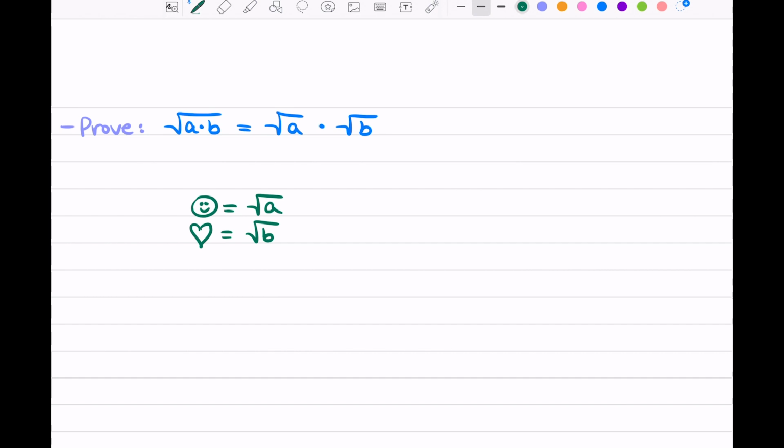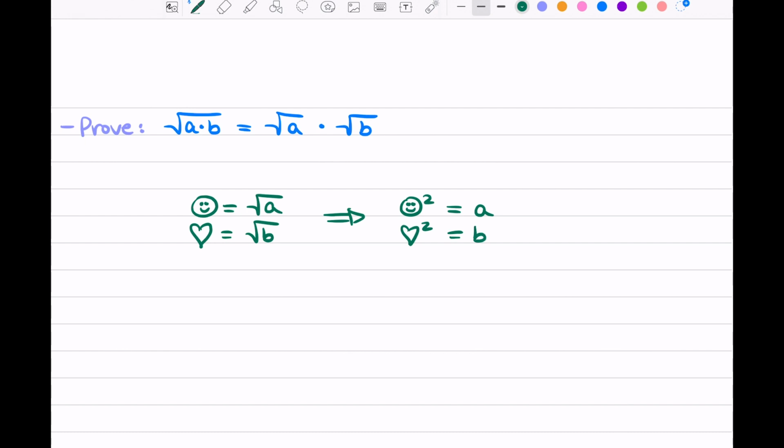If you notice, we have a system of equations. We have a team of equations. So if smiley face equals the square root of a, that means that smiley face squared equals a, just using our understanding of what a square root is. And on our second equation, if heart equals the square root of b, that means that heart squared equals b.